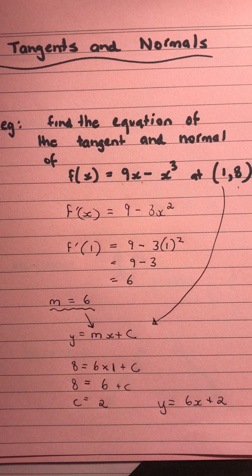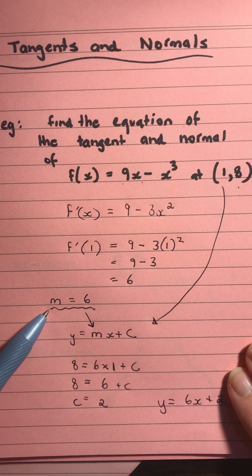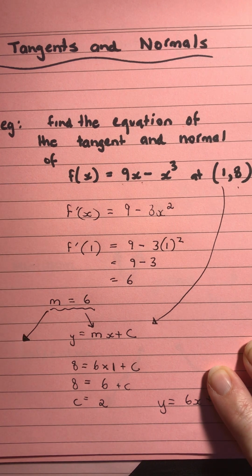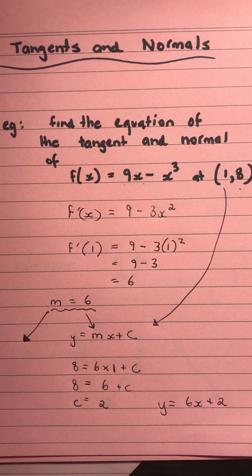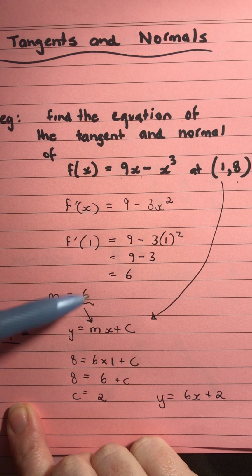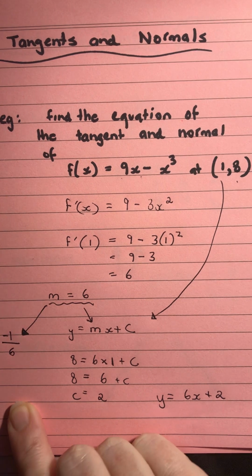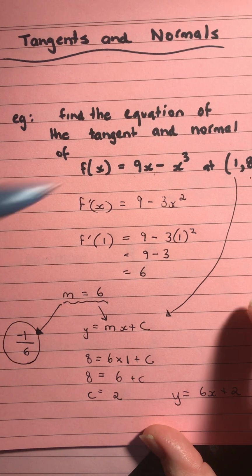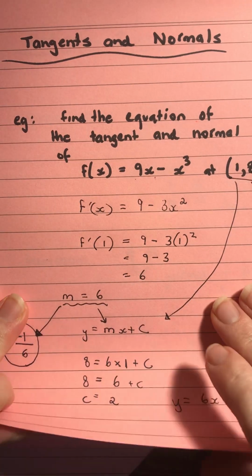Now, when we want to do the equation of the normal line, our gradient isn't going to be 6 for that one, because a normal line is perpendicular to the tangent, and we know that perpendicular lines have a gradient of -1 over whatever the original line's gradient was. So if we've got 6, that's going to be -1 on 6. We're going to take that gradient of our normal and use that coordinate again to work out the equation.